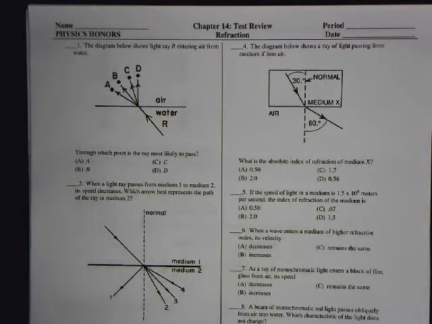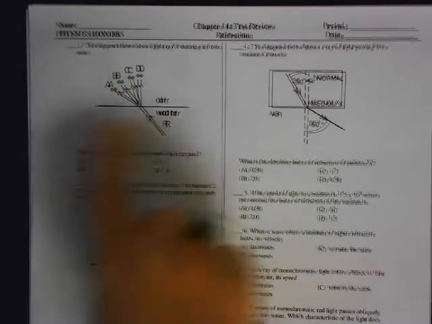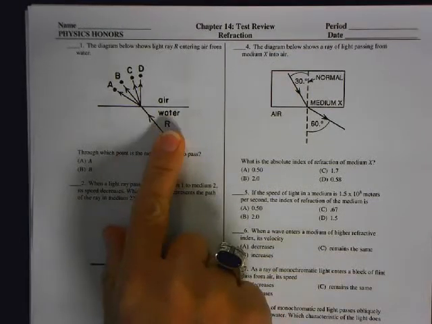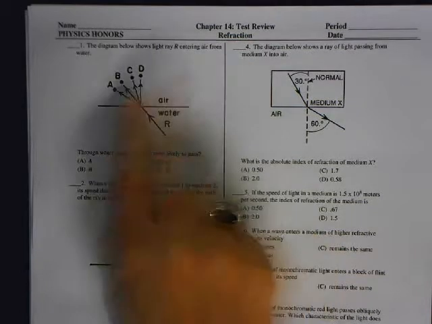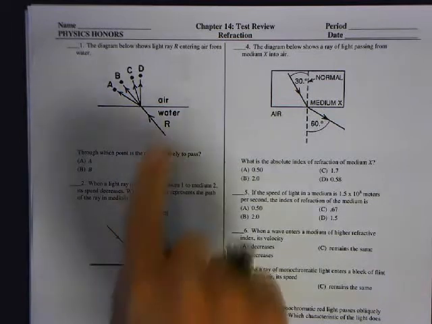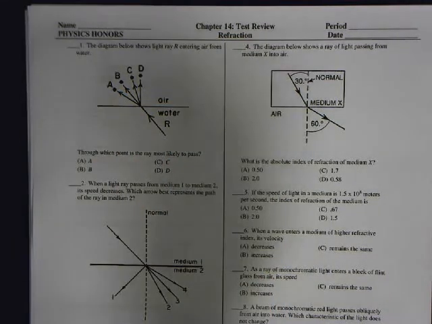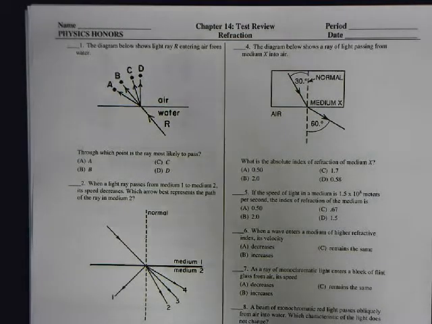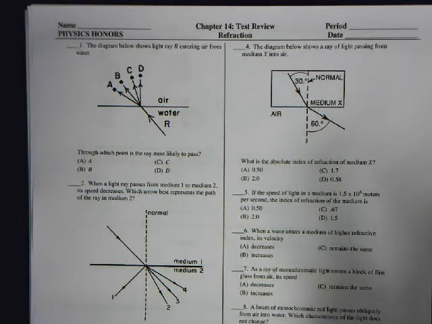Okay, Chapter 14, Review for Test. Now, the first question has to do with the index of refraction when we're going from one medium to another, because refract means to bend. So light bends when the speed changes, and we know the fastest possible speed for light is in a vacuum, 3.0 times 10 to the 8 meters per second. So as the medium gets more dense, the light ray is going to slow down.